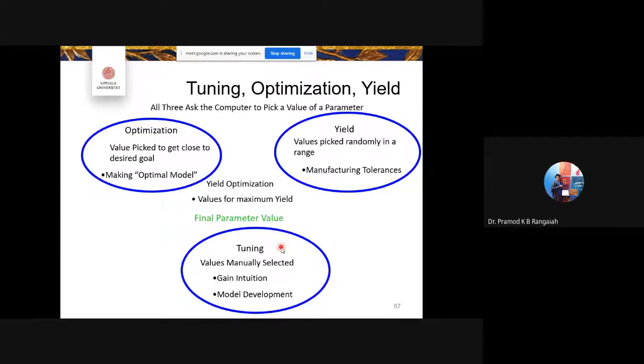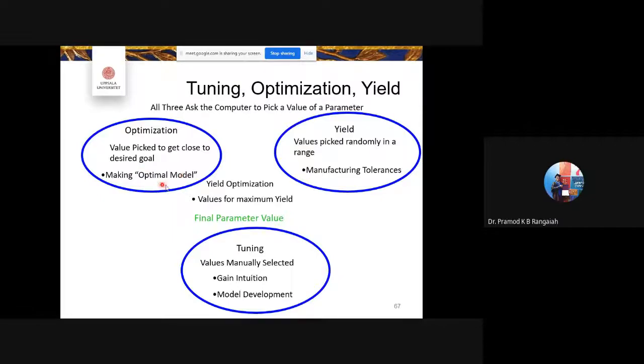Now we talk about the logical concept. For any circuit, optimization, yield, and tuning are important. If your device is very strong and your topology design is very good, then you can do manual tuning by the gain insertion method. You can achieve some results. And after tuning, if you want to optimize to fine values, that is fine.